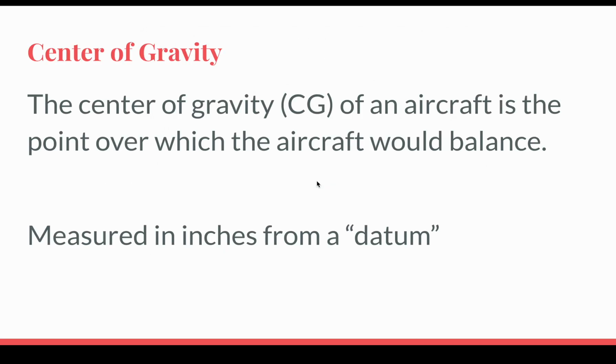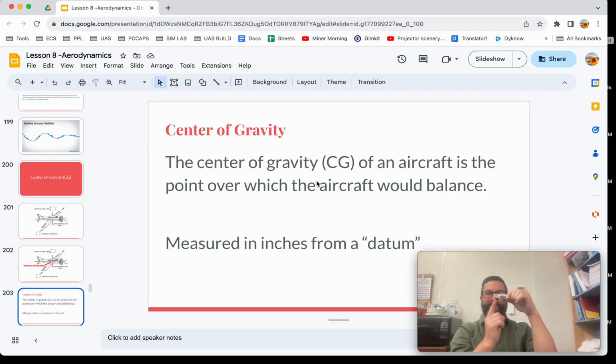It's basically measured from a place called a datum. They pick some place on an airplane, and they say that's the datum point, and they measure backwards, usually in inches. They say 76 inches CG aft of datum, or 9 inches the CG is positive of datum. And I'll give you some examples of that in class as well.